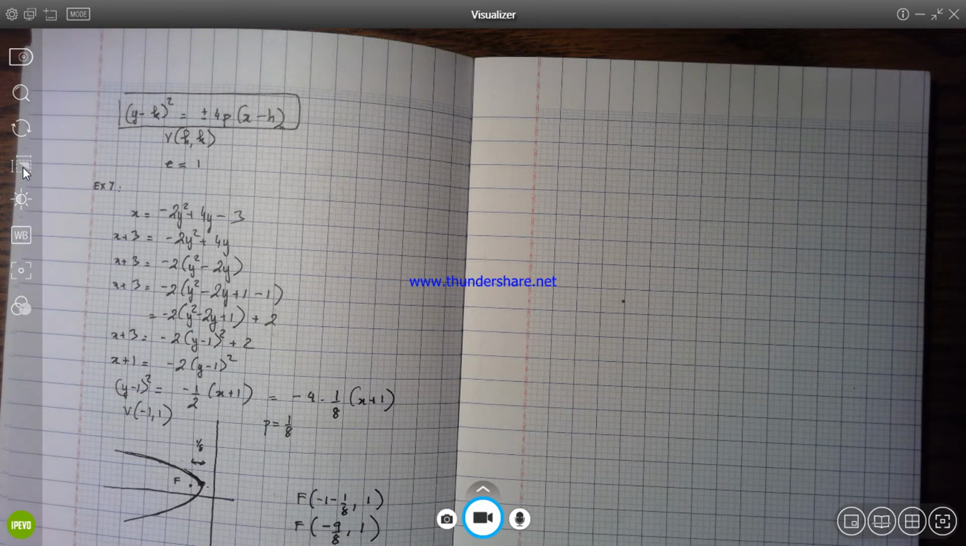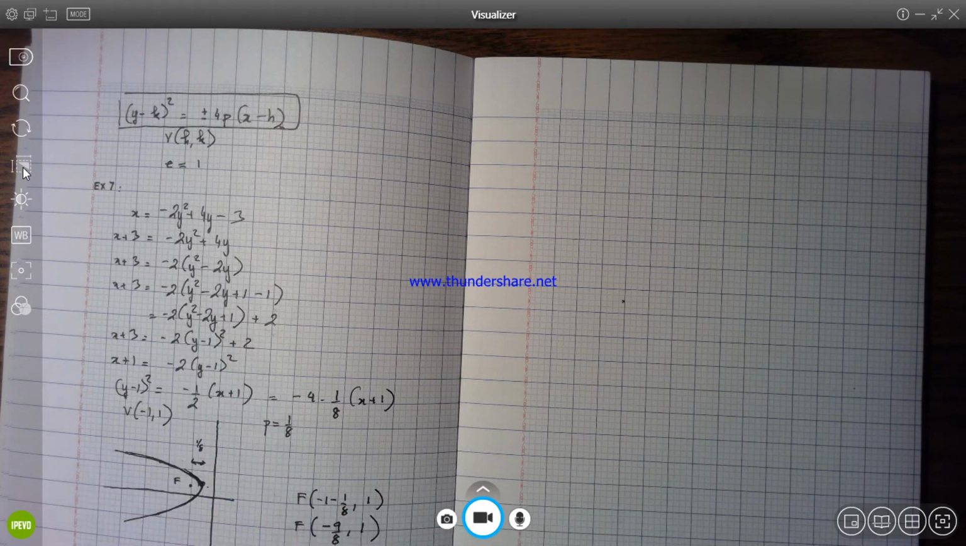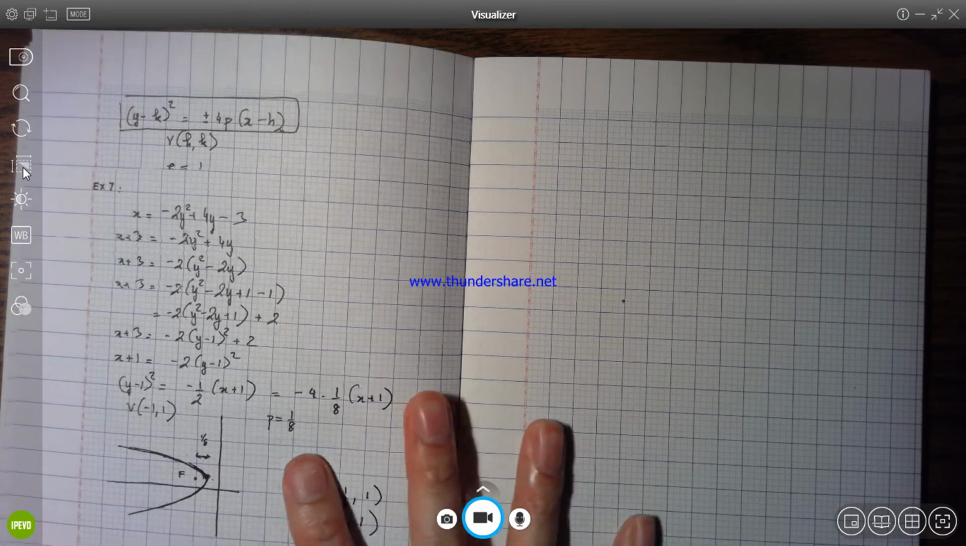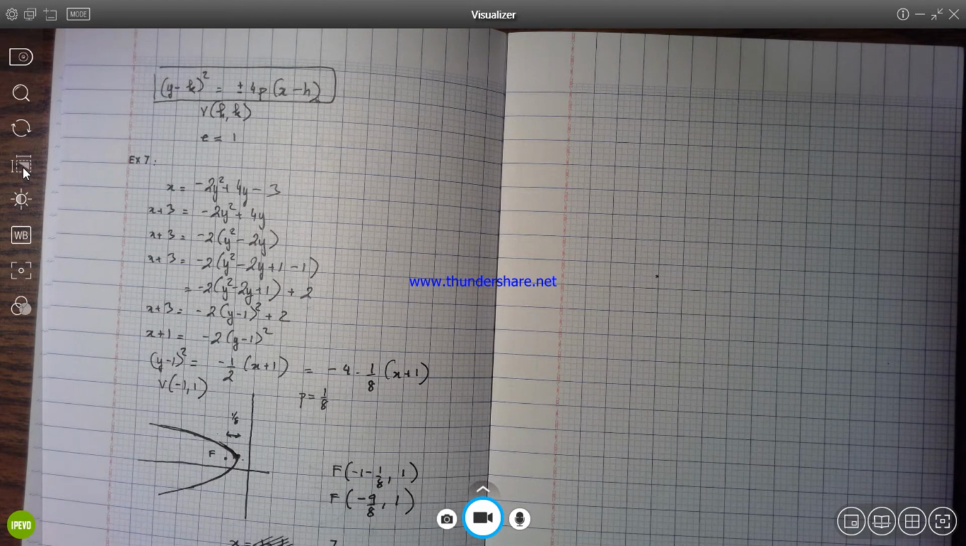All right. Let's see. We can do another one. Let's do another one. You guys should know how to complete the square. You see, completing the square is very important, right? Without completing the square, you guys don't know how to get the equation.